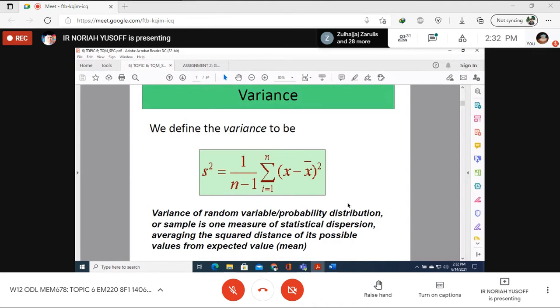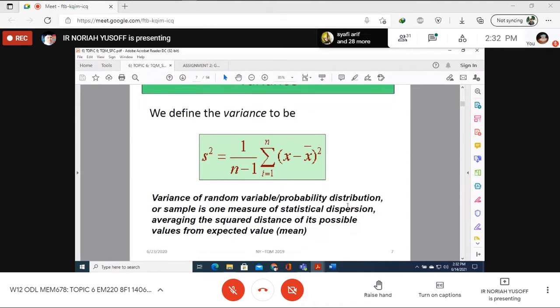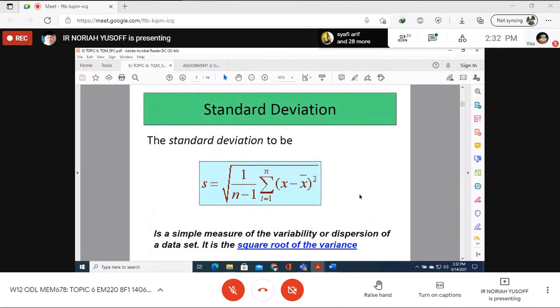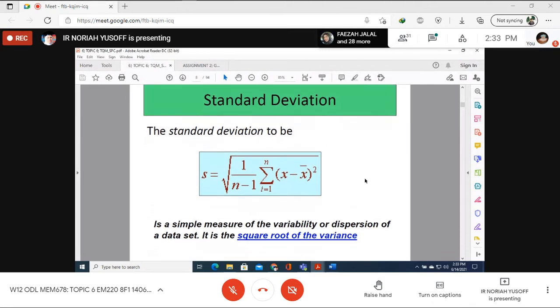I'm speaking but I can't see you all. Understood. Good. So the standard deviation will be the square root of that value, then you will get the standard deviation. So statistics has a very wide application. Okay, so it is very interesting.